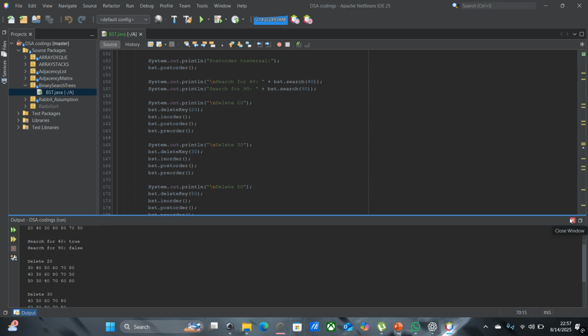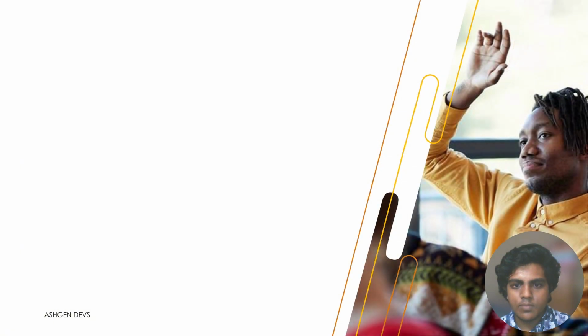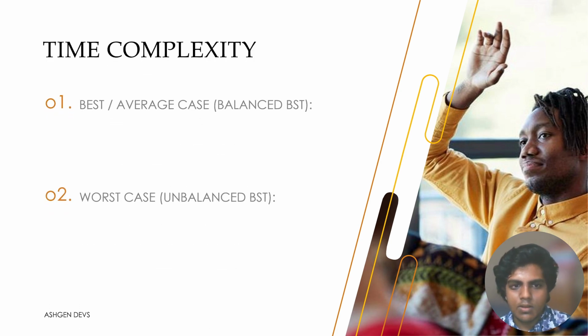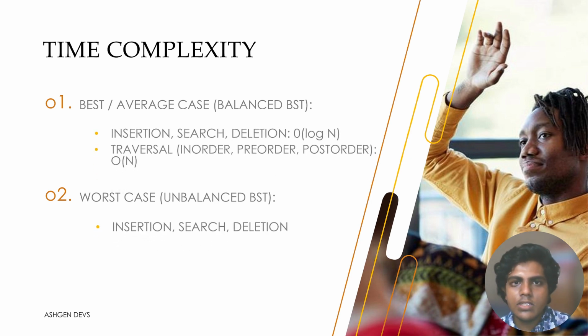Now let's move to time complexity. For the time complexity, we must cover two things: the best or average case, a balanced BST, and the worst case, an unbalanced BST. For a balanced BST, insertion, search, and deletion take big O log n time. Traversal in order, pre-order, and post-order is big O of n.